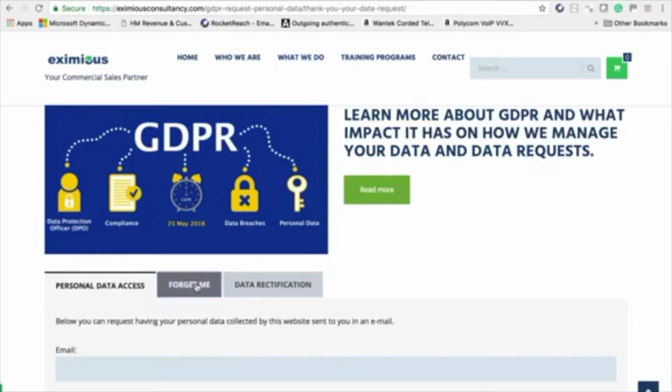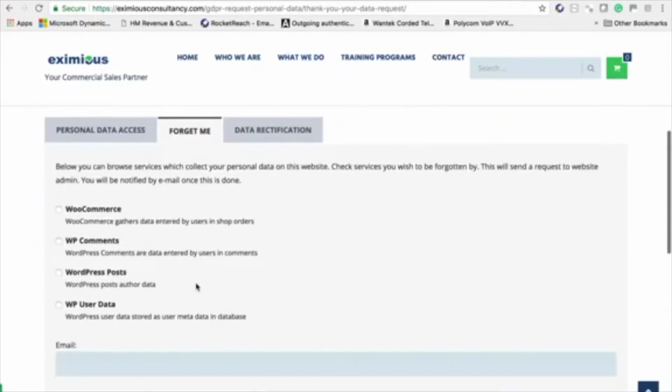complied with ICO. Again, in terms of forget me, you can see that this is built into a WordPress site, so it is quite easy to use and set up. I know a lot of people do use WordPress. You can select what information you want to be forgotten on you.